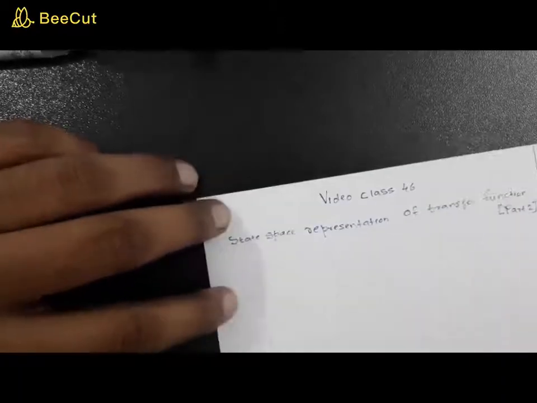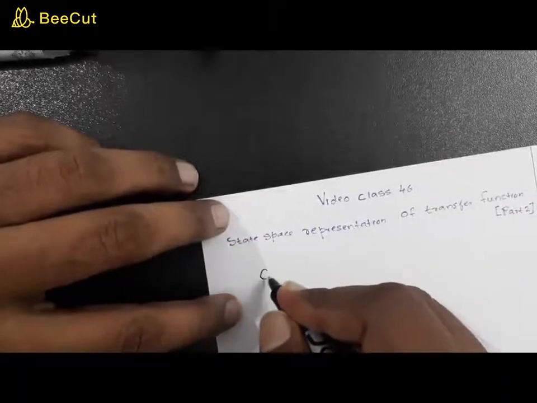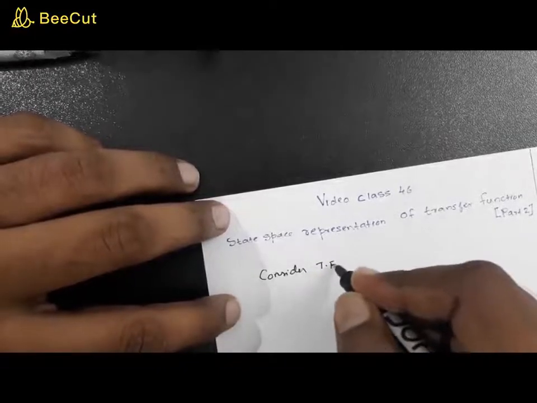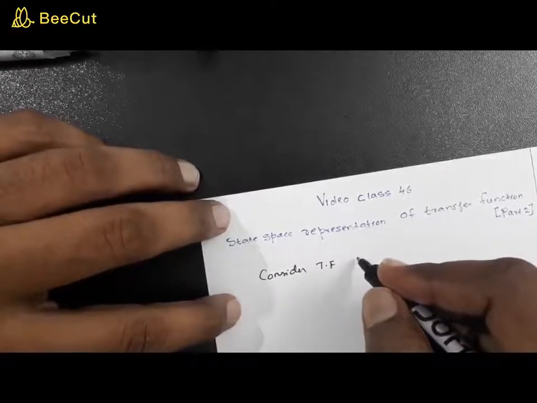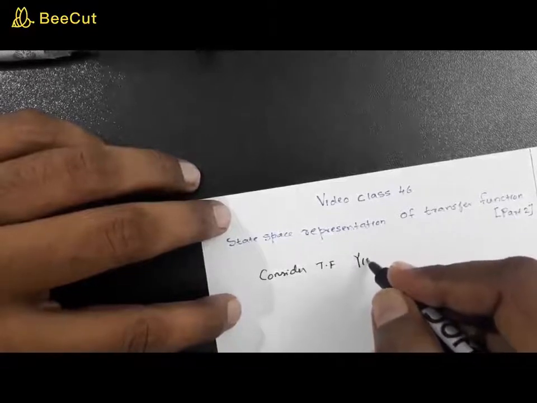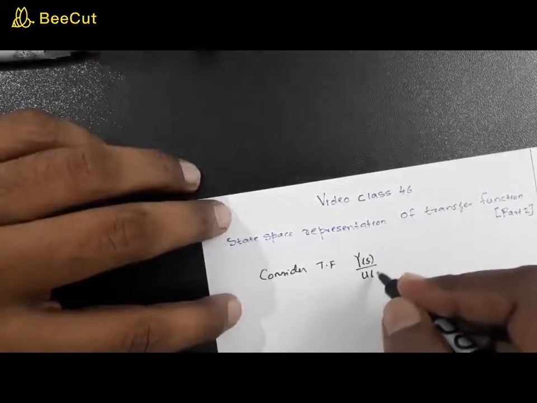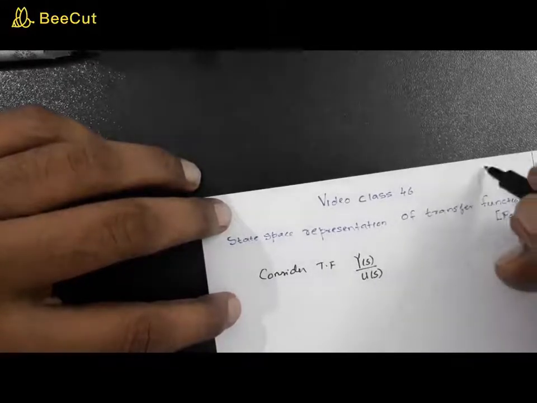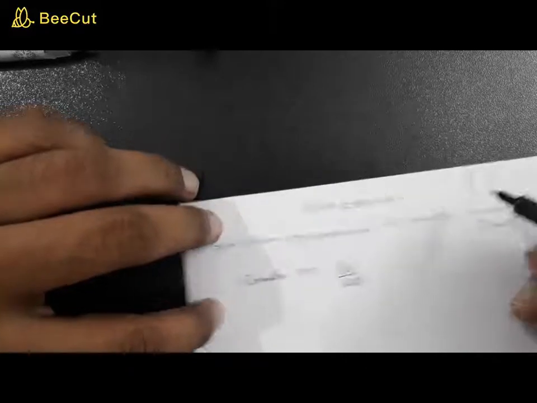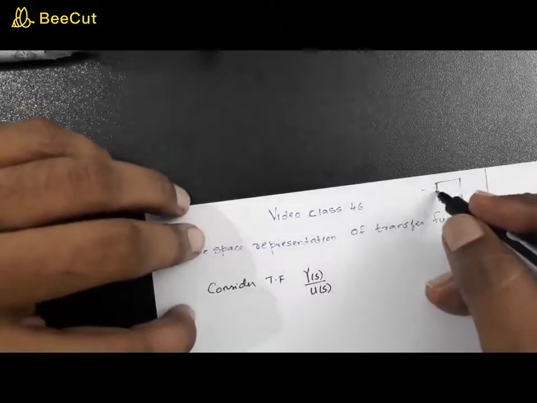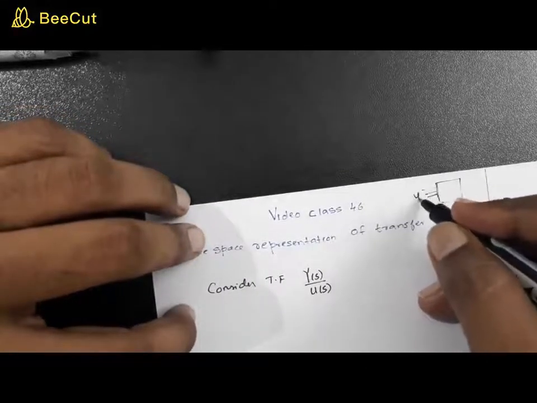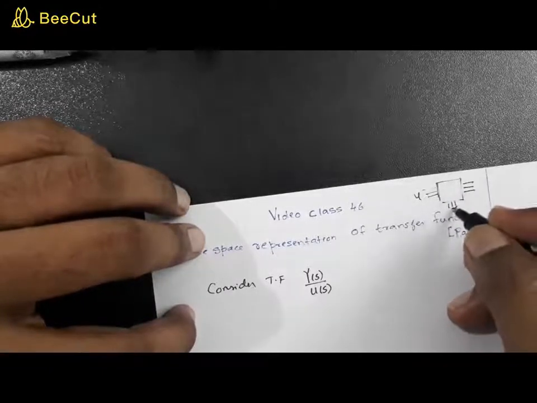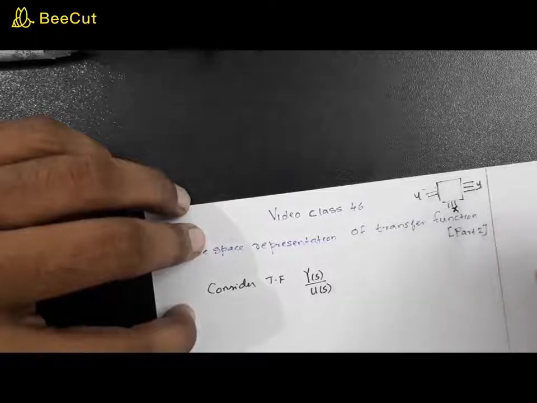Okay, so to understand this, consider a transfer function given by, and we know that transfer function is represented by y of s by u of s, that I have explained in the previous video. So again, just for a recap, we know that in the state model, we represent the input by u, the state by the letter x, and y being the output.